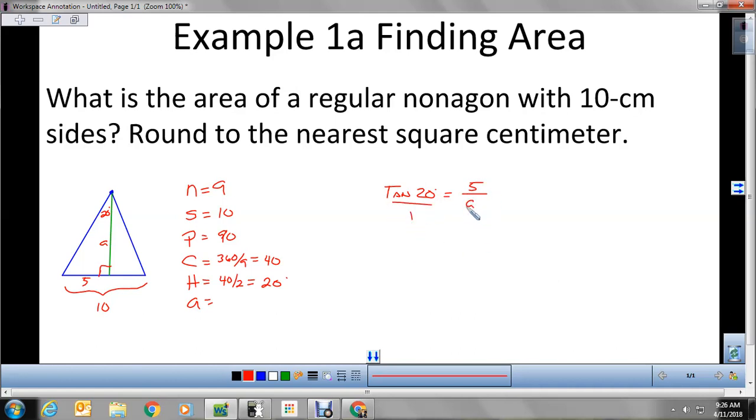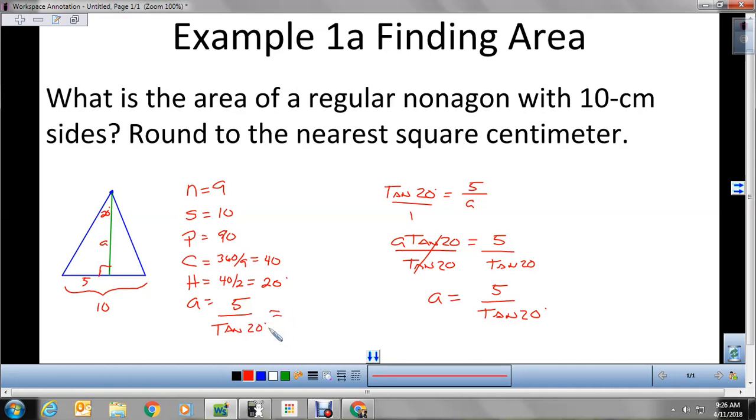Now, we'll just set up our proportion here and cross multiply. A times tangent 20 is equal to 1 times 5. Once again, we're solving for A, so we're going to divide by tangent of 20. And so A is equal to 5 divided by tangent 20. Now, we could write our apothem as 5 over tangent 20, but you can also calculate this value, and we're going to round off to 4 decimal places. So let's do that now.